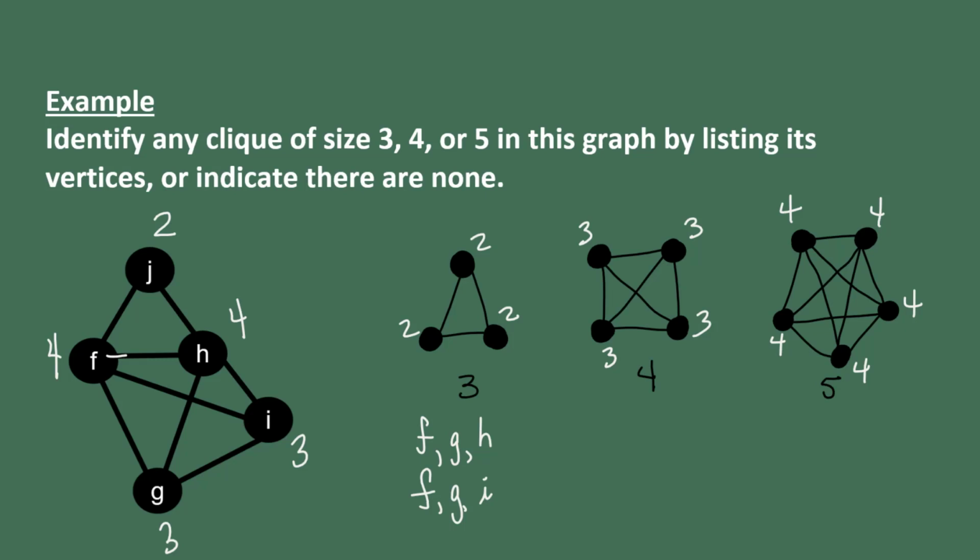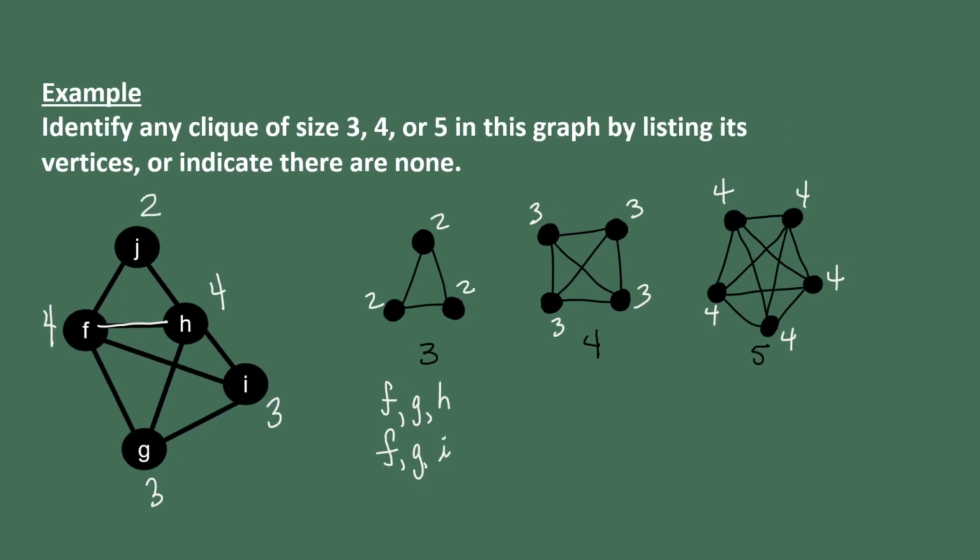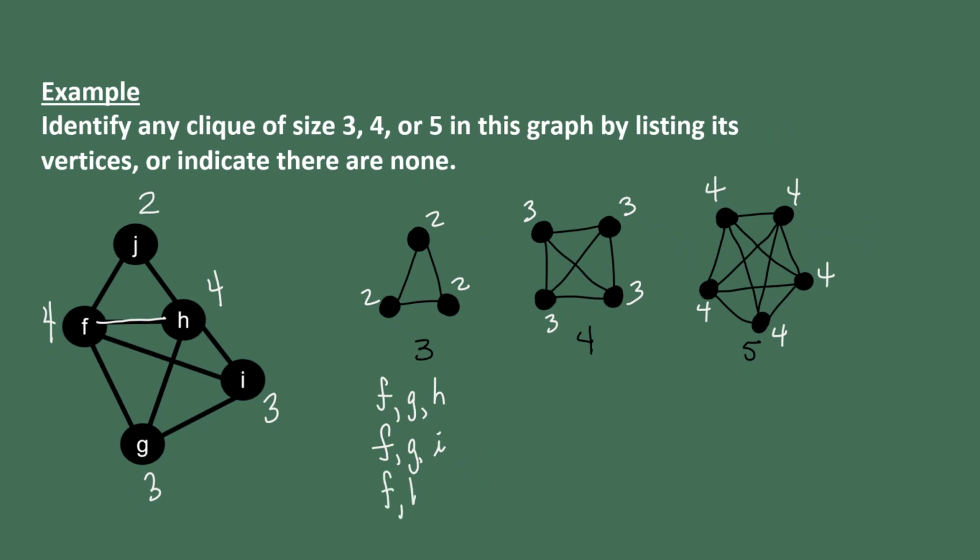Let's try F to H, but not including G. So if I'm going from F to H, the other two vertices are I and J. So we could go H to I, because I comes before J in the alphabet, just to be organized, and see that yes, that does connect back to F. So F, H, and I would also be a clique of size 3.